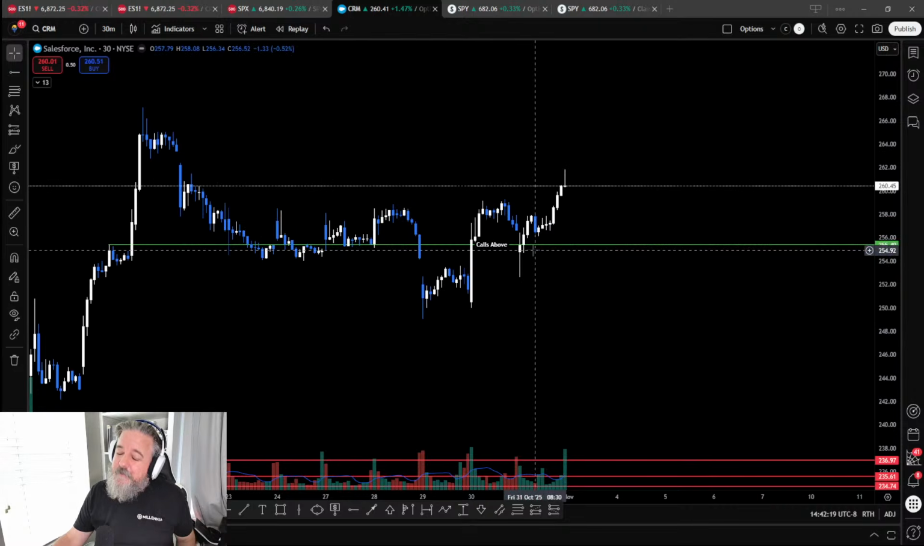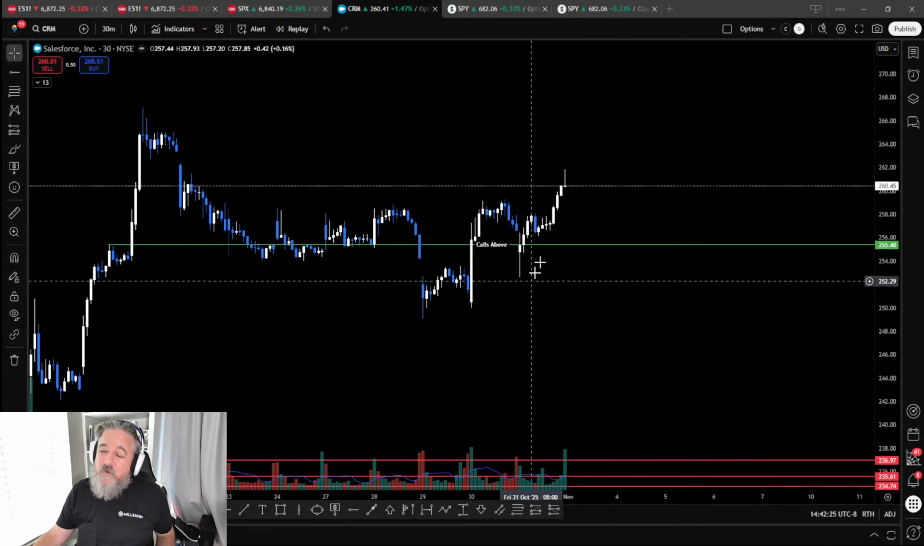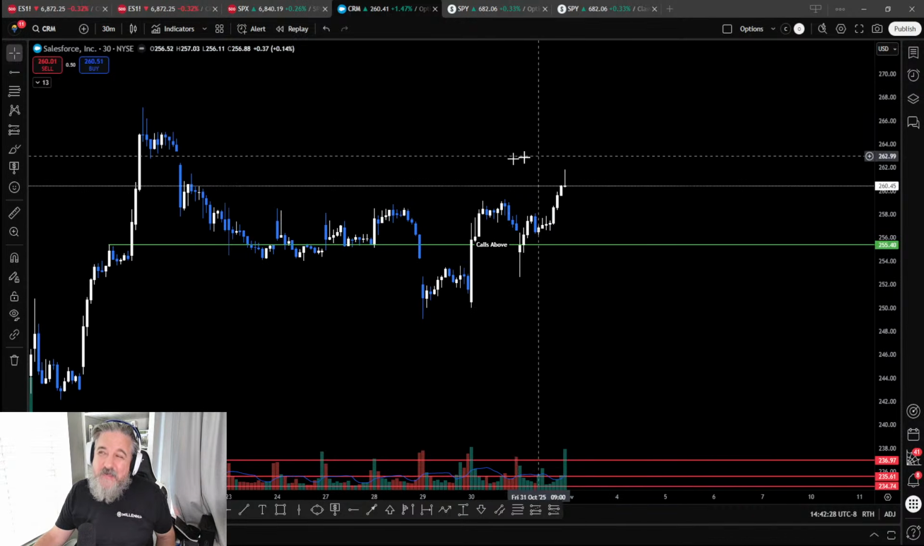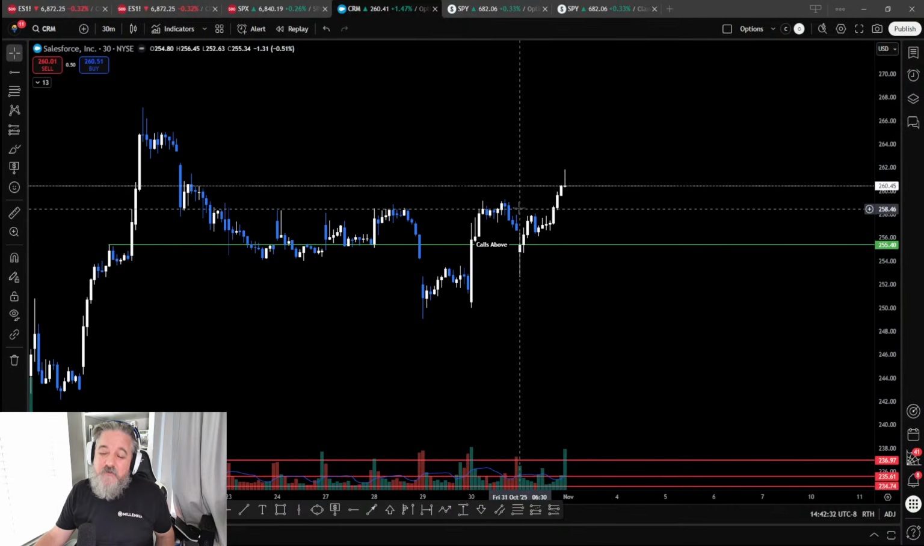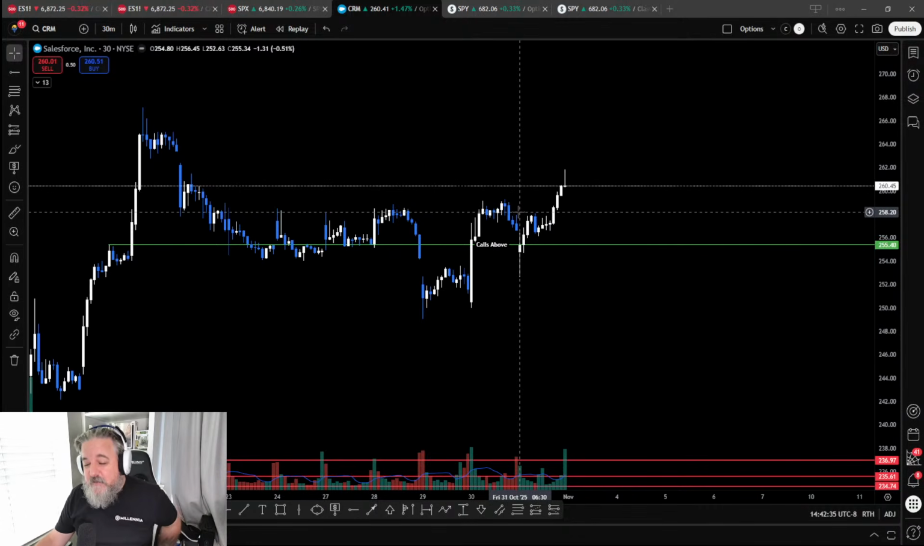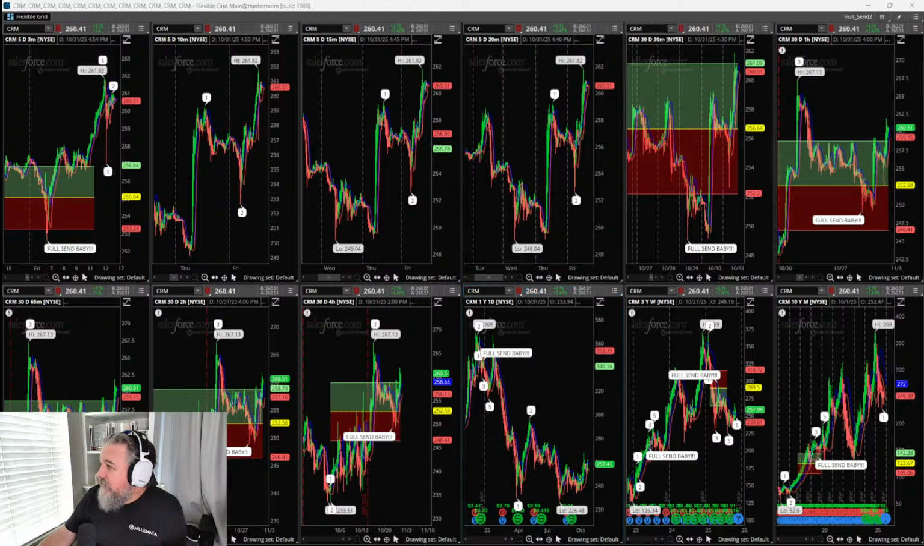It's kind of the same thing as CRM, where we're going to get a nice run, but I couldn't find an entry I liked where I wasn't worried about a rejection pretty close to the entry, so I haven't included it. So that's that. I'm going to shut down this software really quick, all my full send stuff, and then we'll get into SPY.